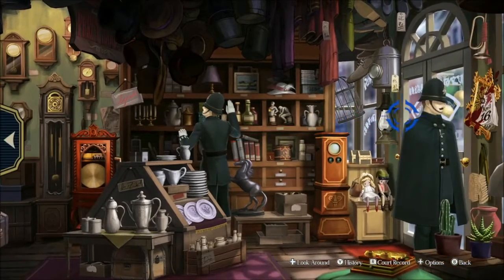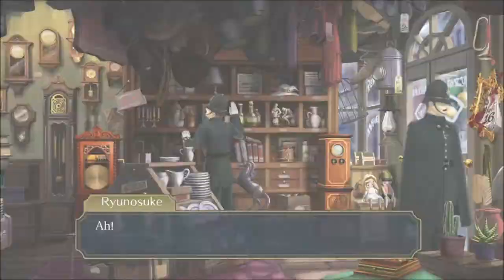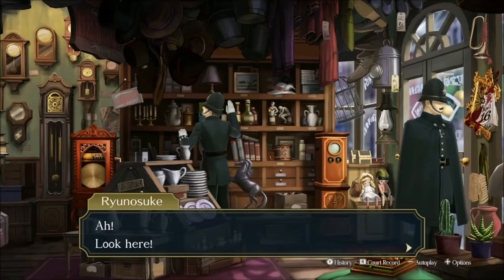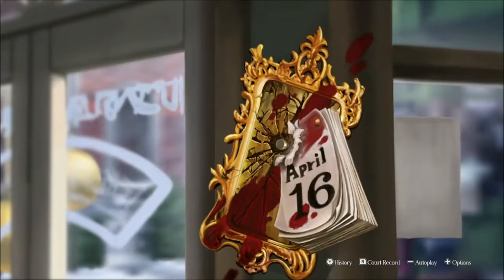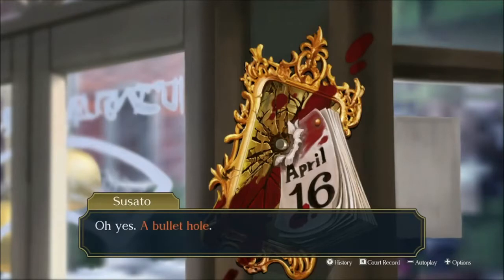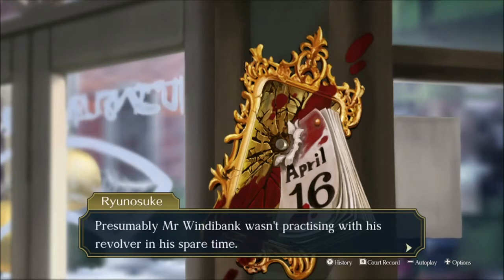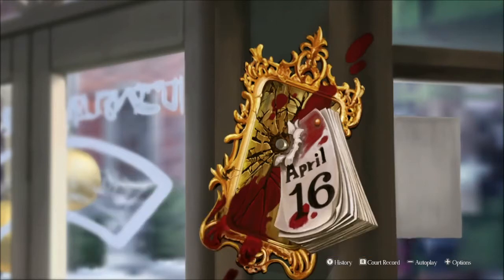We are examining the crime scene. There's one thing here which I wasn't able to get to at the end of the previous video. It's the calendar. Somebody shot it. It's like an April Fool's Day prank gone terribly wrong.